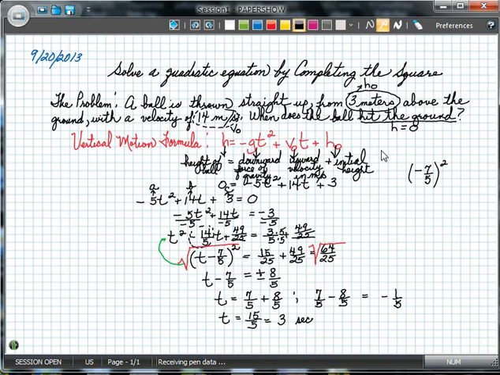And we don't know what that would mean in terms of time. A negative 1/5 does not work. So we call that an extraneous root. It works mathematically, but not for our real world problem. So we disregard one of the roots because it is negative, and we keep 3 seconds.